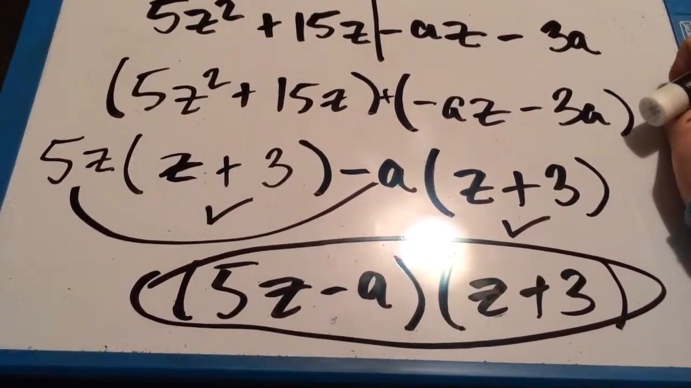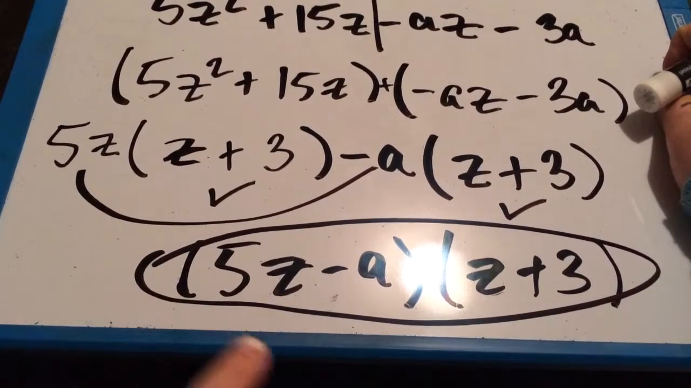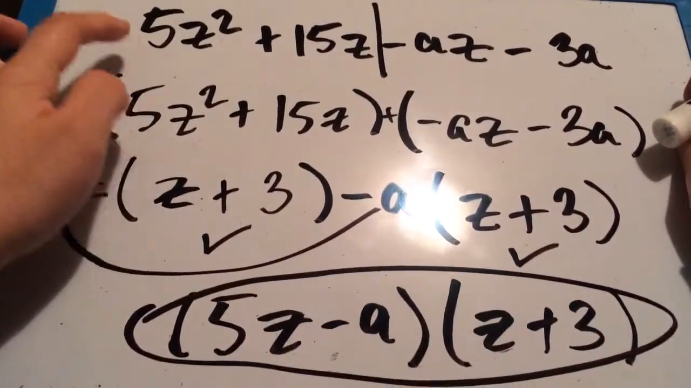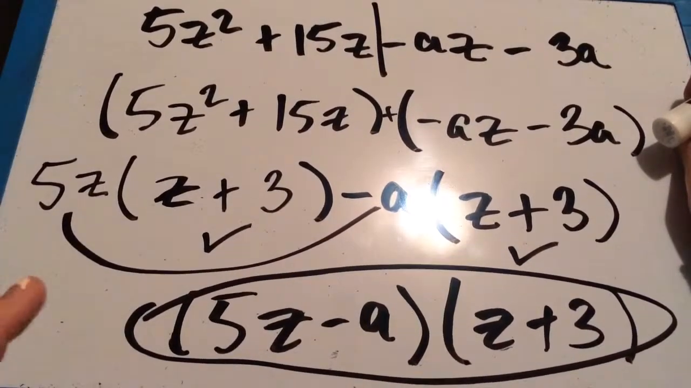And remember that all of these can be checked by foiling it. And when you foil, it should look like the original problem that you were given. So you should never get these wrong.